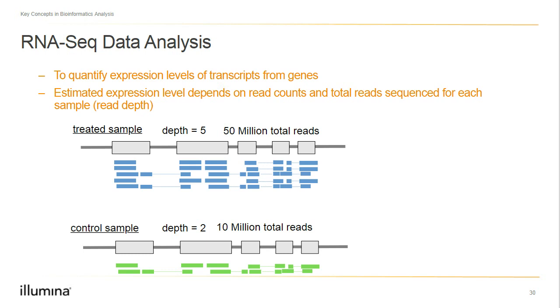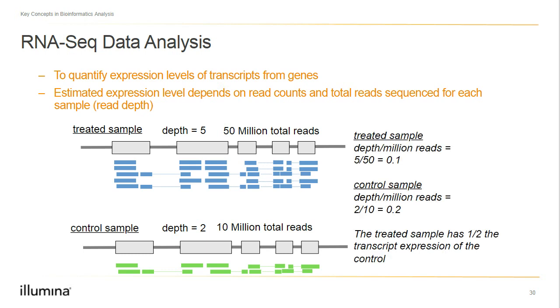We can normalize by millions of reads. In this case, for the treated sample, we divide our depth by millions of reads and get 0.1. If we do the same for our control, we get 0.2. So even though at first glance we see more coverage and reads in the treated group, when we normalize, we actually observe half the expression levels for treated versus the control. Normalization is very powerful, and most RNA-seq software will do this automatically. In this case, we would do this between samples. Now let's go ahead and look at another case.